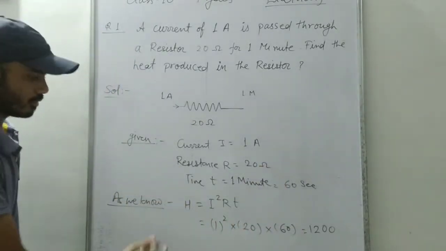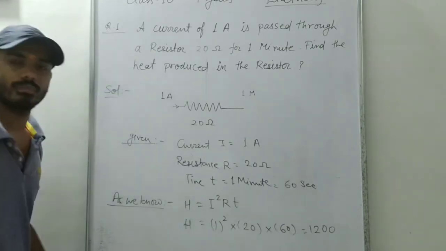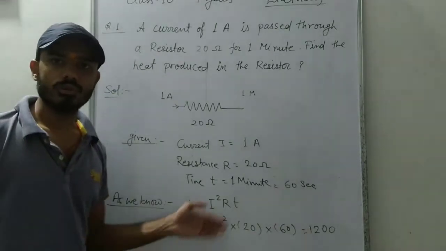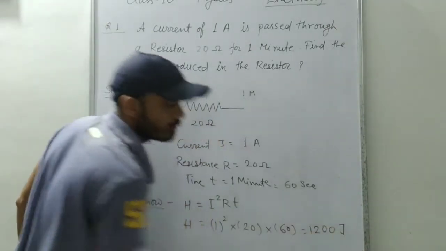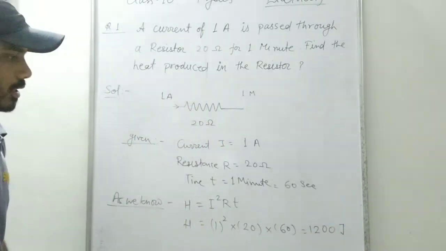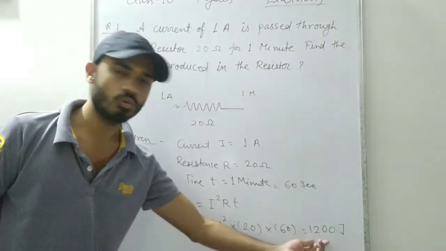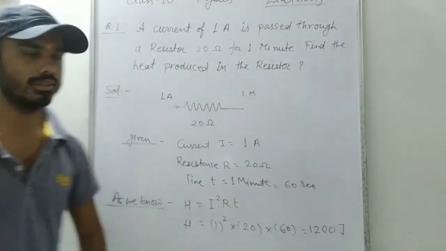And what is the unit of heat? Heat is equal to the work done, so the unit of heat is the same as that of work. So finally, 1200 joule is our answer.